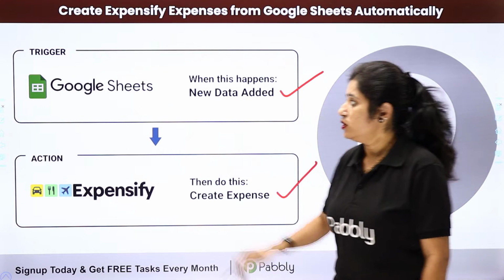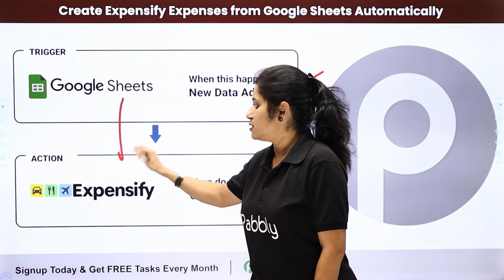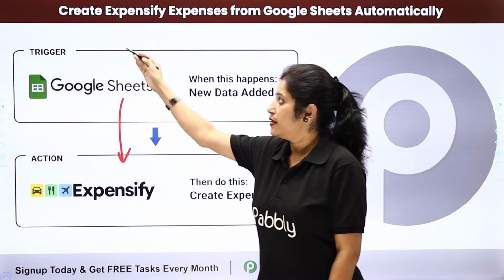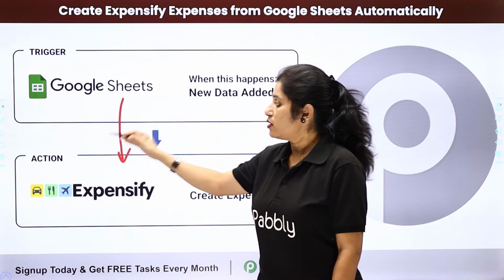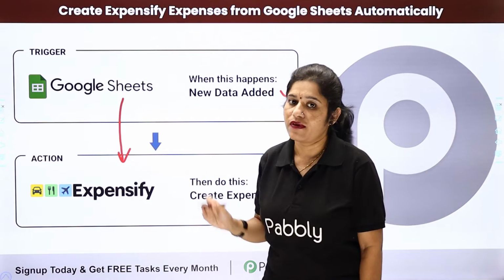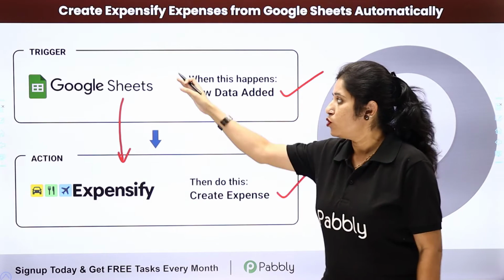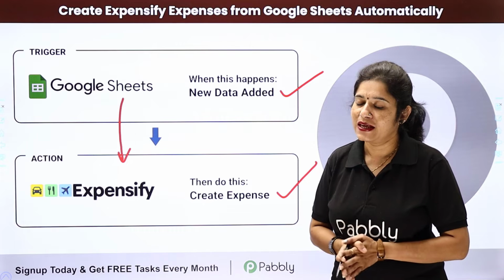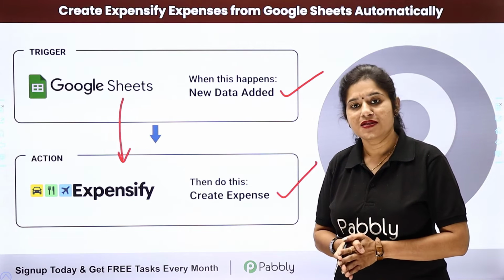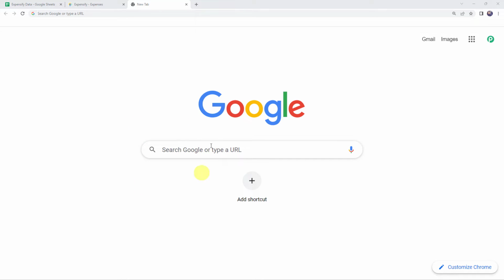For that, you need to integrate your Google Sheets with Expensify. So here your trigger application would be Google Sheets and your action application would be Expensify. So how can you integrate both these software applications using Pabbly Connect? For that, you need to come to my screen. So welcome to my screen.